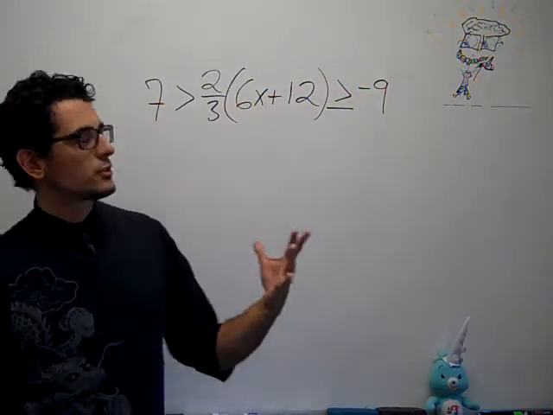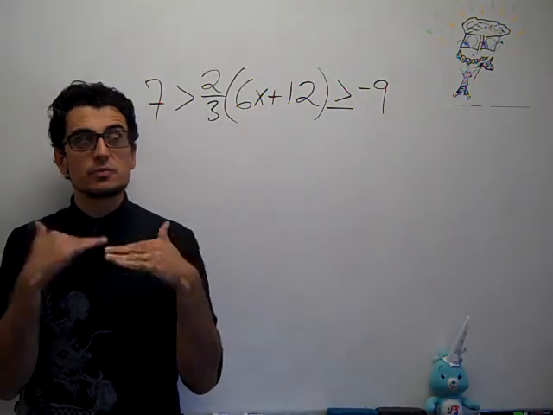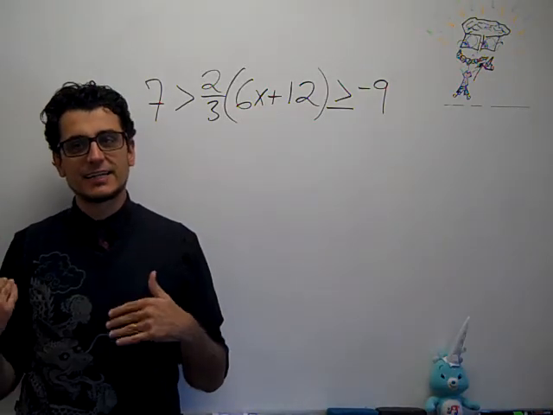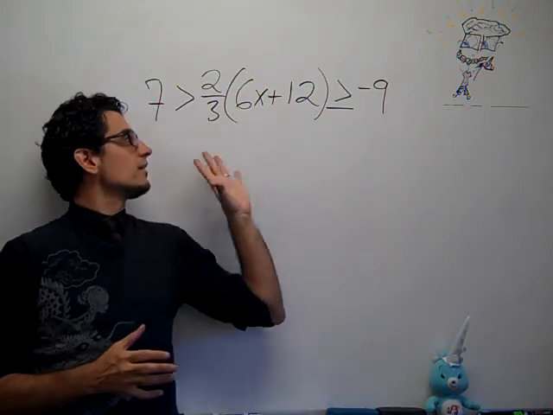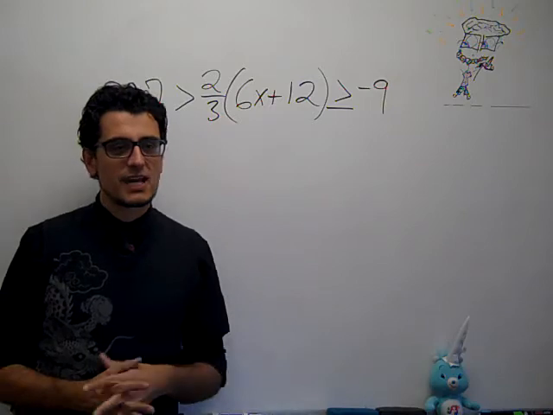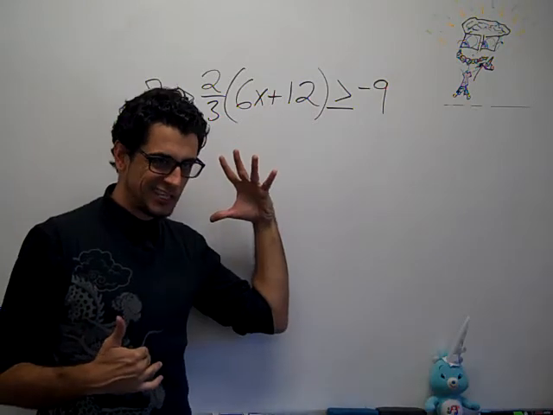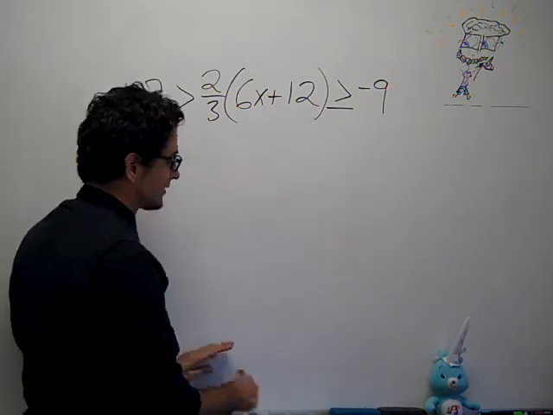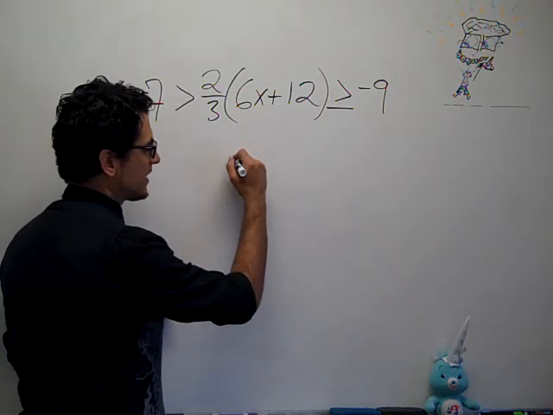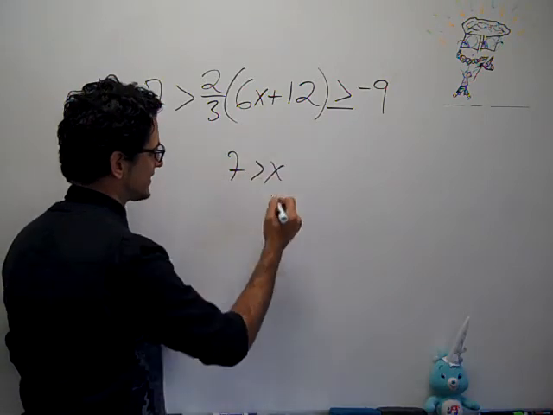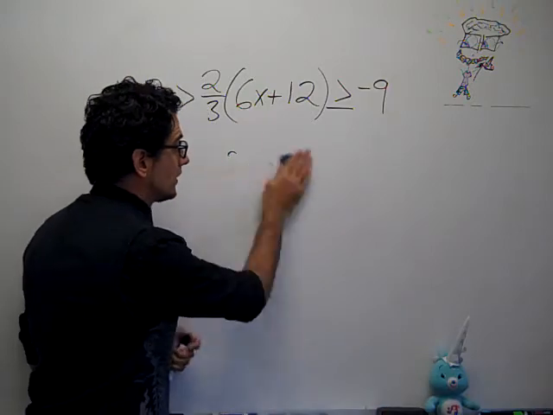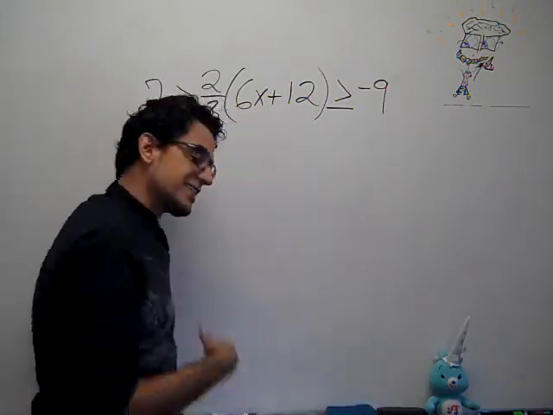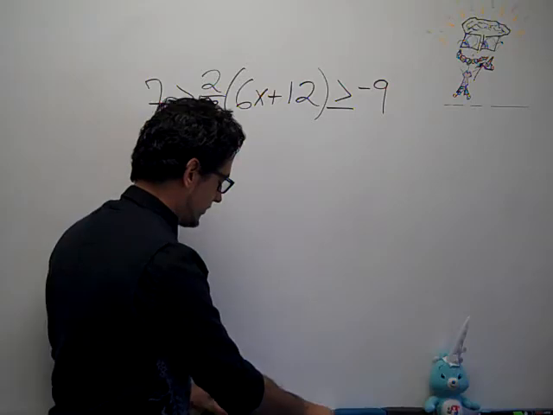Sometimes your teachers will give you super simple examples in class. And then you get home and you've got something like this, with all these different numbers inside, like fractions and distributing. But the ones they give you in class look like, go ahead and graph this: 7 is greater than x. And then they send this home with you. So let's see if we can help you be comfortable with doing stuff like this.